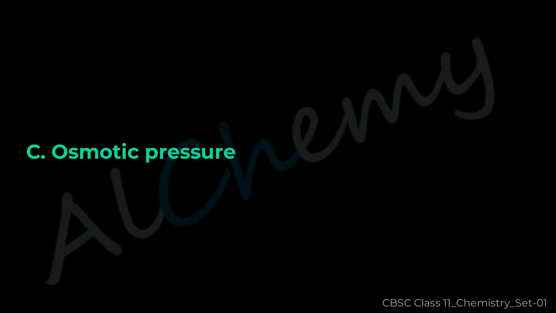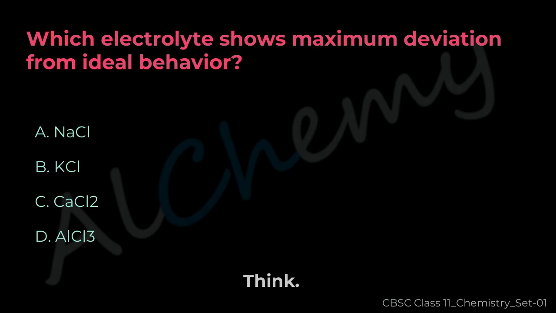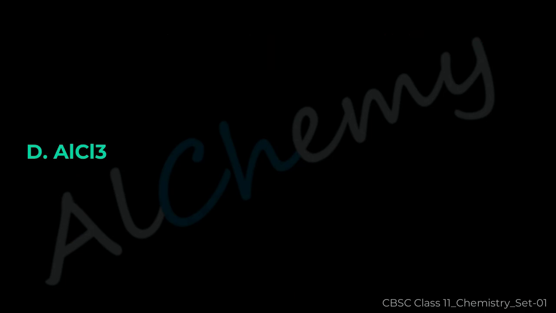Osmotic pressure. Question 51. Which electrolyte shows maximum deviation from ideal behavior? A. NaCl. B. KCl. C. CaCl2. D. AlCl3. The correct answer is D.